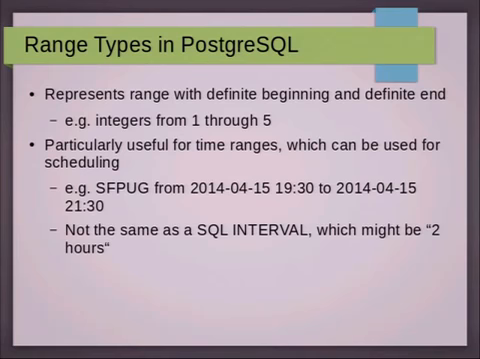But the bottom line is, rather than it being, say, a SQL interval type, which might be 2 hours, and that defines kind of a duration of time but is still essentially a scalar value, this range type actually has a definite beginning and definite end. So you really need 2 pieces of information to understand that range value. This is particularly useful for time ranges, I believe, because of scheduling purposes. So let me try to make a quick demo of this.